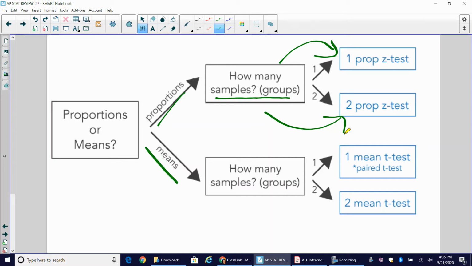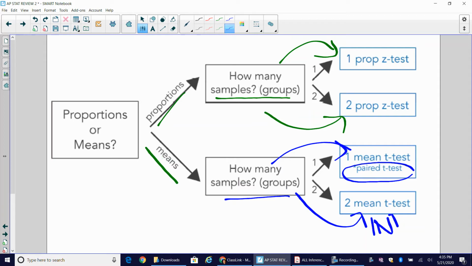Means can be a little bit more complicated. We'll elaborate on that. So with means, you need to see if you have 1 sample, but be careful because it might look like you have 2 samples, but the 2 samples are paired. Or you've got 2 mean tests, and that would mean that the 2 samples you have are independent, meaning they're not paired. So let's break that down.